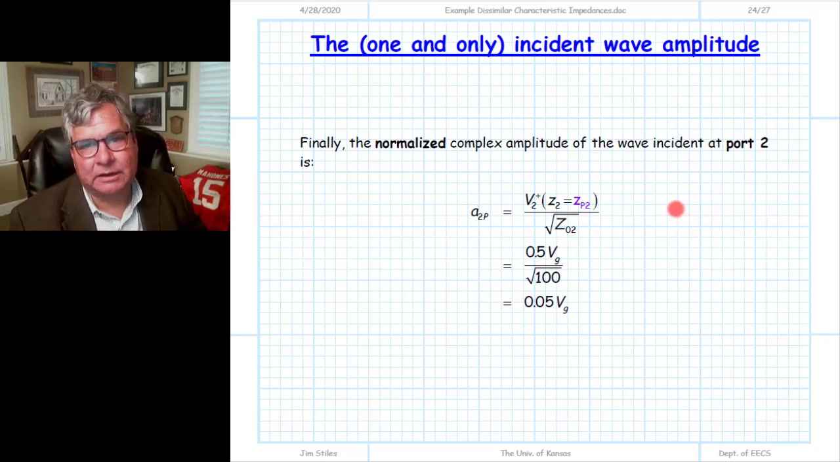And finally, we determine the normalized incident wave amplitude at port 2. Again, only one incident wave, and that's at port 2. And so we determine that the V plus, the incident wave voltage, is simply 1/2 of the matched source voltage VG. So VG over 2 or 0.5 VG. Then we divide by the characteristic impedance of the transmission line connected to port 2. Again, be careful here. That's the square root of 100. And this becomes the normalized wave amplitude of the incident wave at port 2.